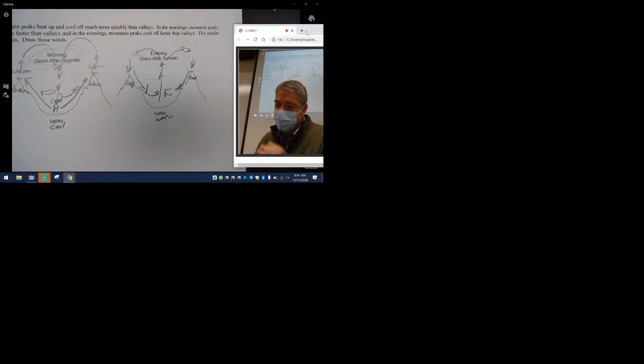And I suppose if I was going to draw the circulation pattern, it would go like that. And then in the evening, just the opposite thing happens. These cool off faster, and the valley cools off slower, so it's warm. So you get warm rising air there and cool sinking air here. And then you have what's called a down valley breeze. Or I think sometimes they call them mountain breeze and valley breeze.